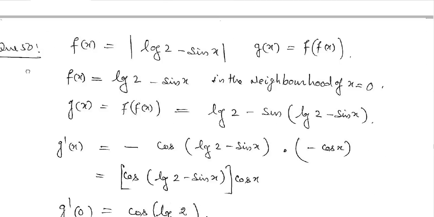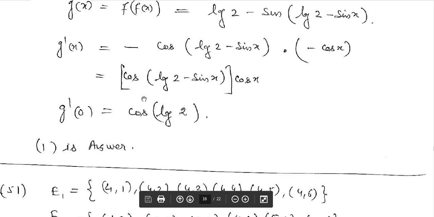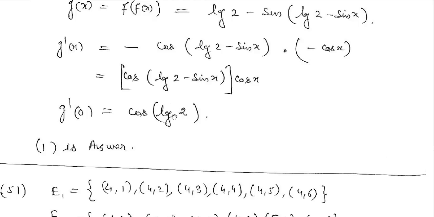Now in question number 50, we have f(x) equal to this, and then we need to find g(x) equal to f of, and this is given. Now in the neighborhood of x equal to 0, you can say this is 0, but this has some positive value, so this is positive. So in the neighborhood of 0, f(x) can be written as this, and g(x) can be written like this. We differentiate this, and on differentiating g(x) we are getting this, hence g dash 0 we are getting cos of log 2.